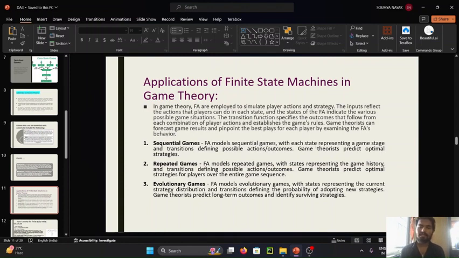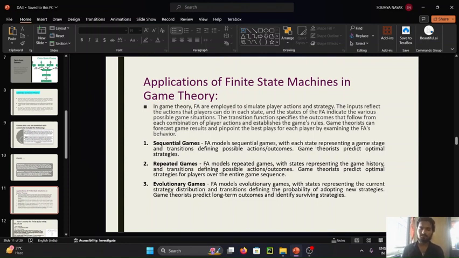What happens in repeated games? A finite automaton models repeated games with states representing the game history and transitions defining possible actions. Game theorists predict the optimal strategies for players over the entire game sequence. In evolutionary games, finite automata model states representing the current strategy distribution and transitions defining the probability of adopting new strategies. Game theorists predict long-term outcomes and identify the surviving strategies.